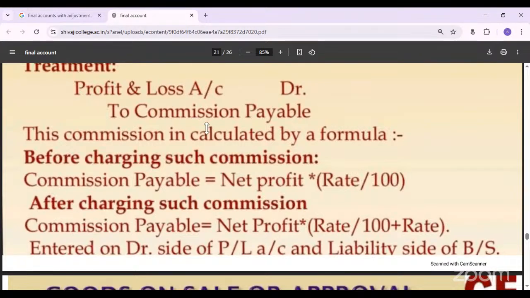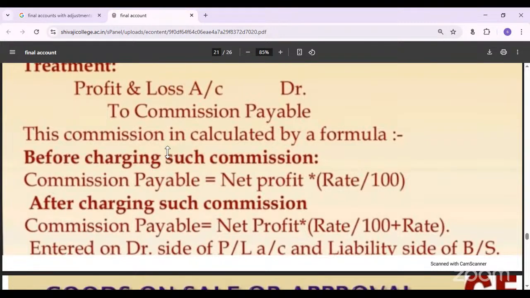As I told you, this percentage will be calculated. The commission will be calculated on the profits. First, we need to know the net profit, then only we can give the commission. So, commission payable is equal to net profit into rate divided by 100. Suppose it is 2%, you have to take 2 divided by 100.